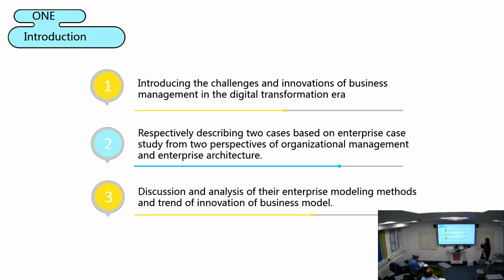First, I would like to give an introduction of this paper, but it's not the introduction of all the slides, because I think it's a good guide for you if you are interested in this paper. First, the paper introduces the challenges and innovations of business management in the digital transformation era. The second describes two cases based on enterprise case studies. So actually this paper is a case study paper, from two perspectives: one is organizational management, and the other is enterprise architecture. And third is a discussion and analysis of their enterprise modeling methods and the trend of innovation of business models. So that's the basic structure of this paper.